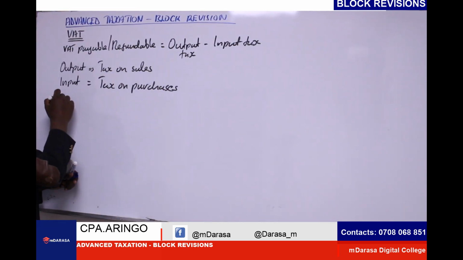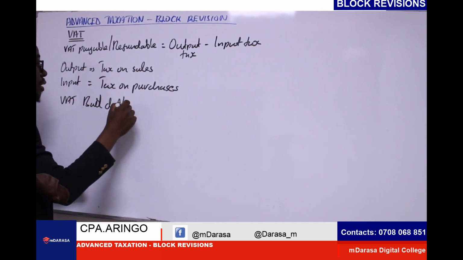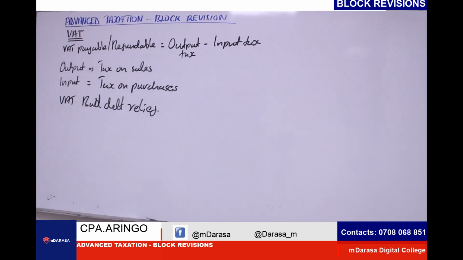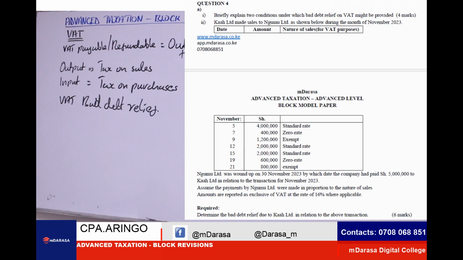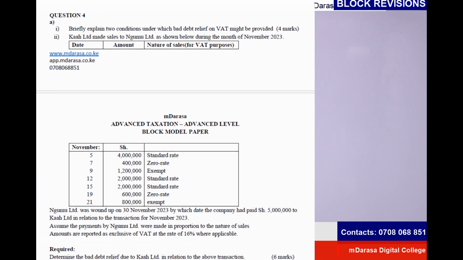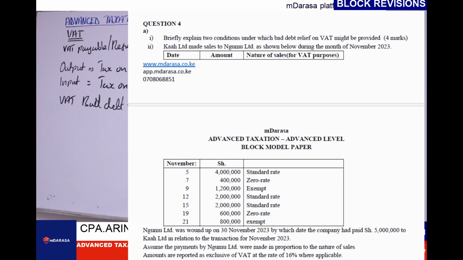Now, in this case, what if we are required to determine the VAT bad debt relief? How will we go about it? This is a concept in our model paper which I want us to handle, and specifically, this is a question I'm sharing with us. You can get this question just below this video. I believe the question is very visible.